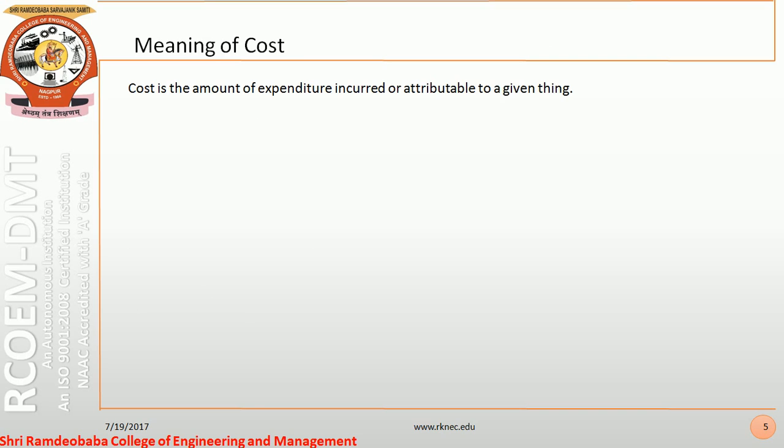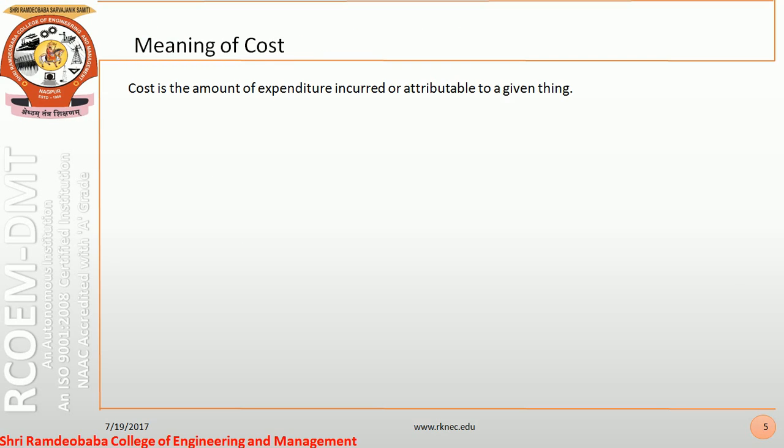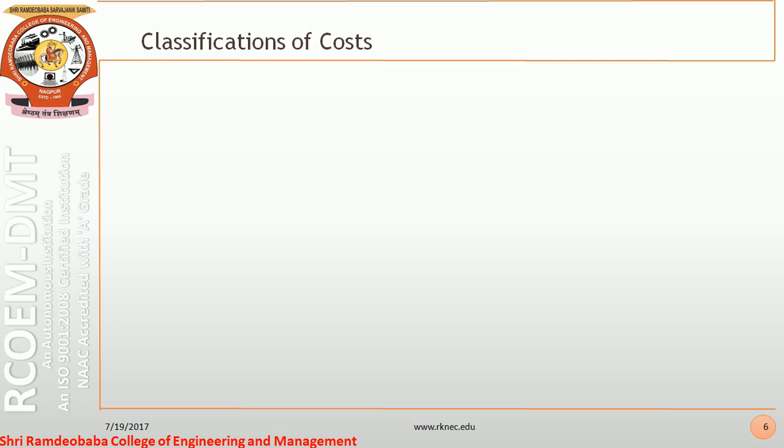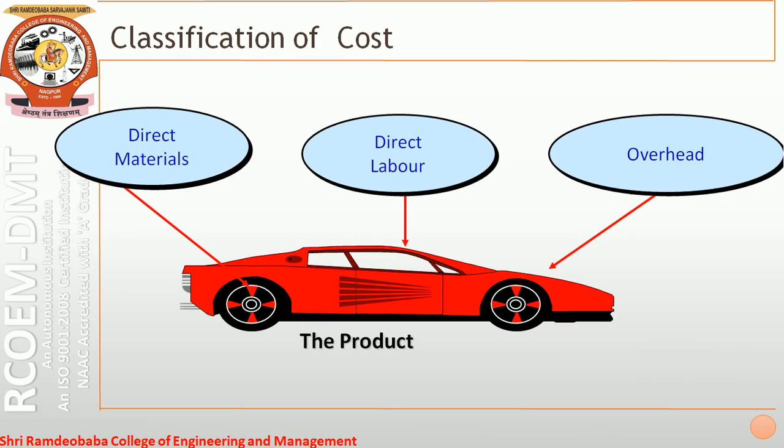Now, what exactly is the meaning of cost? Well, it is the amount of expenditure incurred or attributable to a given thing. Now if you go back and look at the previous slides, you will understand what we were talking about. If cost is the amount of expenditure incurred, now how many different types can we classify it? We have a product, and this product, in order to be produced or manufactured, requires direct material, direct labor, and overheads.